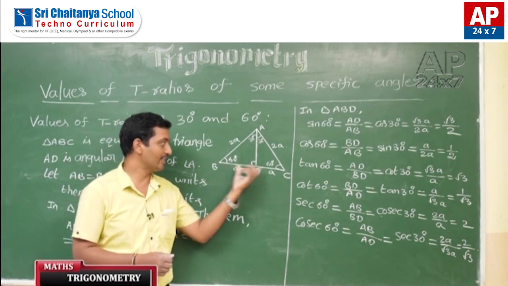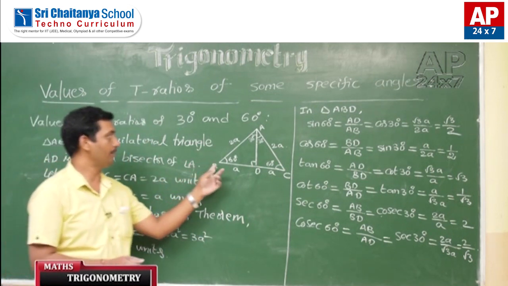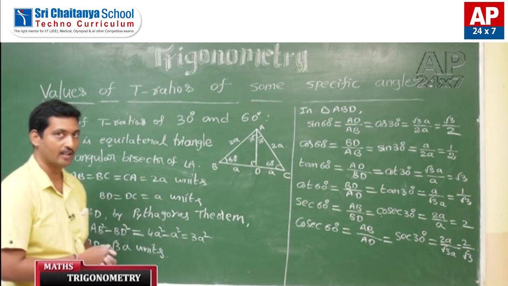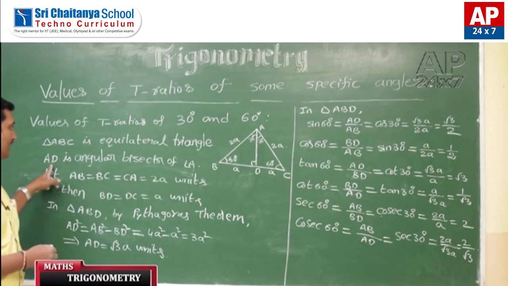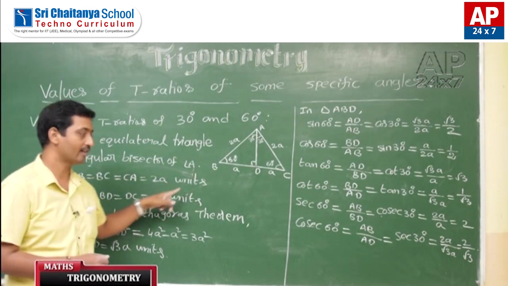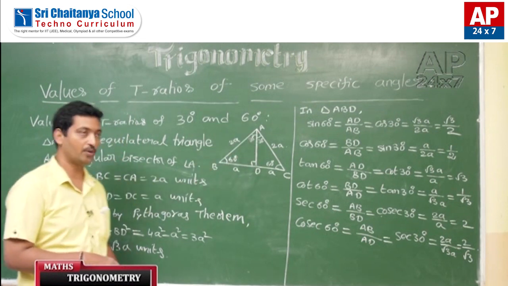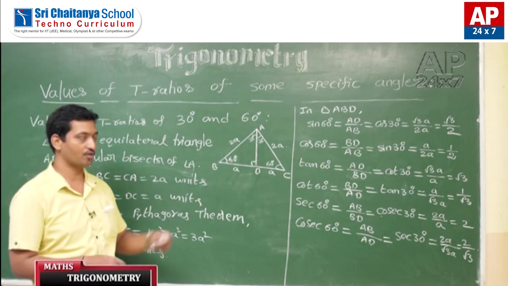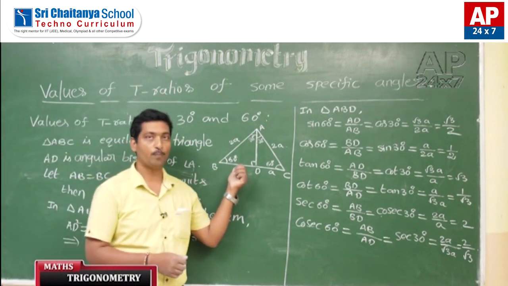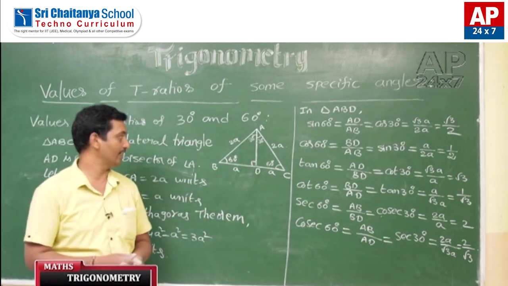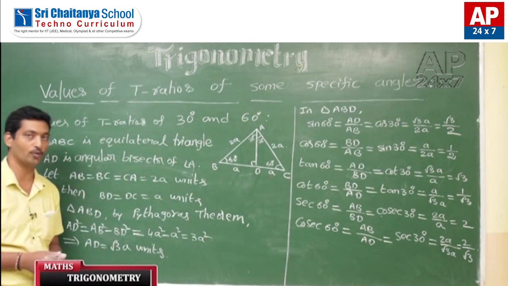That's why D is the midpoint of BC. Therefore, BD is equal to DC is equal to A, if I am taking AB equal to 2A units. Now, triangle ABC is an equilateral triangle, and AD is the angle bisector of angle A. For our convenience, consider AB equal to BC equal to CA equal to 2A units. And according to the property of the equilateral triangle, we have BD equal to DC equal to A units.